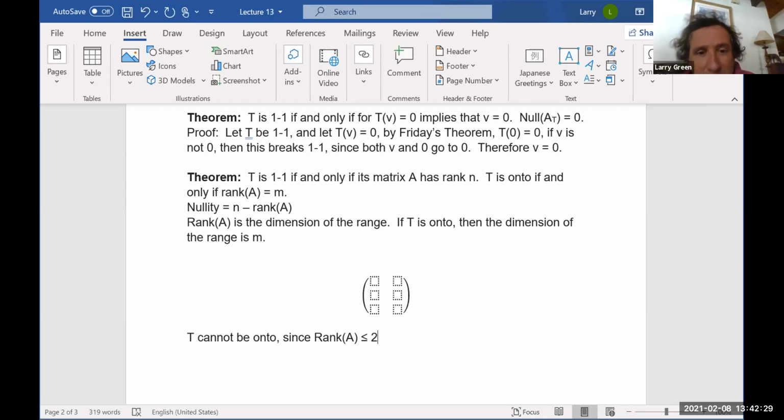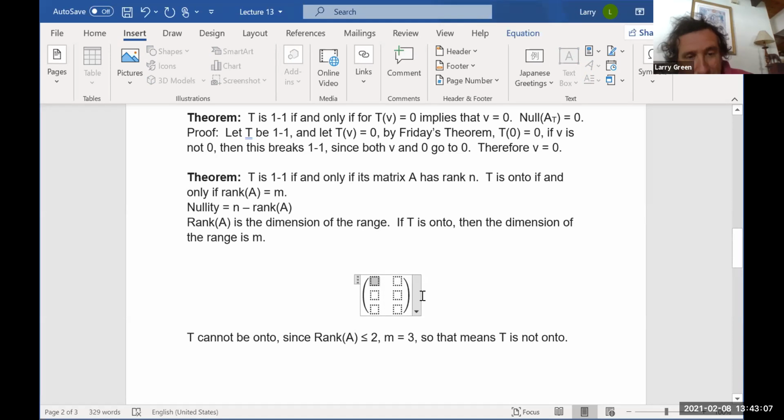Well, what does that tell us? Well, notice that M is equal to 3. So that means T is not onto. Any questions on that? Notice I didn't even have to put in numbers. Just by looking at this thing, you know it cannot be onto. Is that clear?